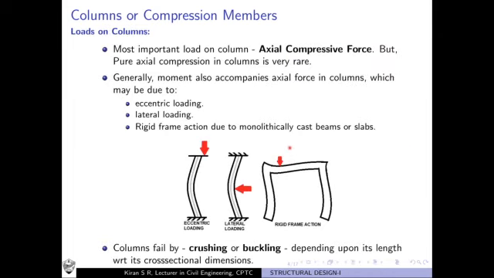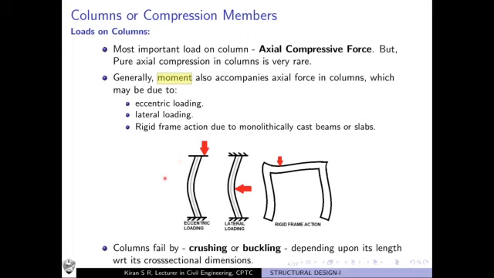As a result, if you apply load on the beam and the beam deflects, the columns will also undergo geometric changes to compensate for the deflection of beams. So this is known as rigid frame action. Since this behaves like a rigid frame, as you apply loads on the beams, the beams deflect, along with which the columns will also deflect. So these are the possible loads which can come over the columns. It is not just axial compressive force, it will be accompanied by moments also.